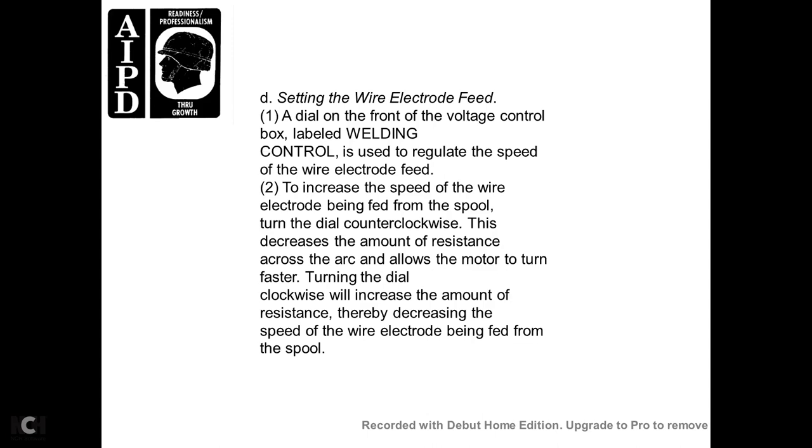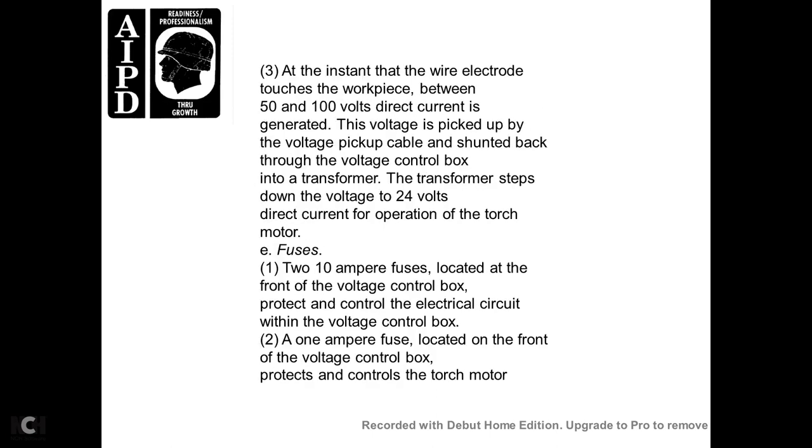Setting the wire electrode feed. A dial on the front of the voltage control labeled welding control is used to regulate the speed of the wire electrode feed. To increase the speed of the wire electrode being fed from the spool, turn the dial counterclockwise. This decreases the amount of resistance across the motor, allowing it to run faster. Turning the dial clockwise will increase the amount of resistance, thereby decreasing the speed of the wire electrode being fed from the spool.